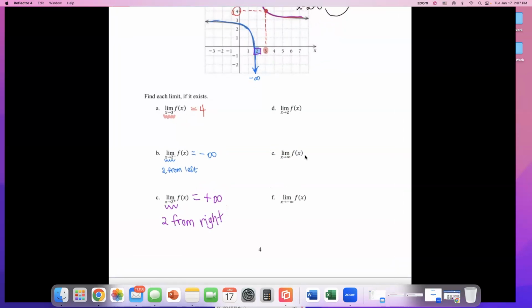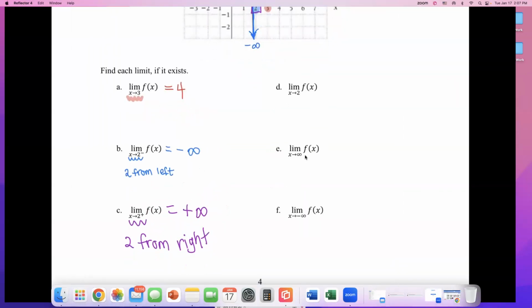So what would you say? The left side limit was going to negative infinity, right? The right side limit was going to positive infinity. They are not going to the same place. So when D is asking me to find the general limit as x approaches 2, I have to say does not exist. It does not exist.